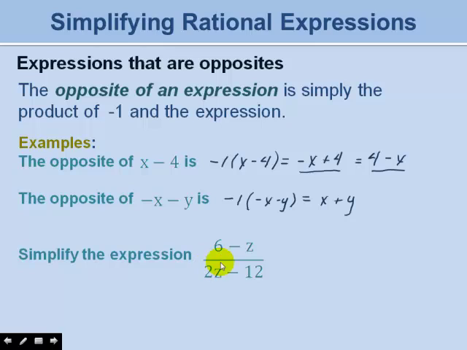Okay, finally let's see how we use this in simplifying expressions. So if we're trying to simplify this expression, we'd start out by factoring. The top here is really already factored. And on the bottom we have a common factor of 2 that we can factor out, so that gives us 2 times z minus 6. Now here's where the idea of opposites come in, because if you look at these two, the 6 minus z and the z minus 6, these look a lot like up here where we had the x minus 4 and the 4 minus x. So if you see something like that, you might think that these two might be opposites.